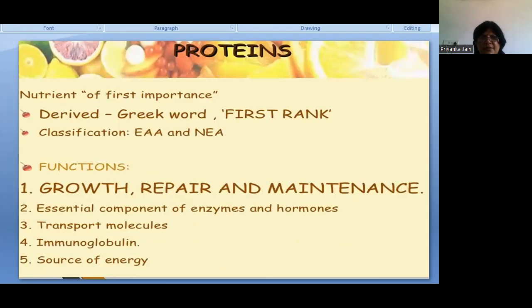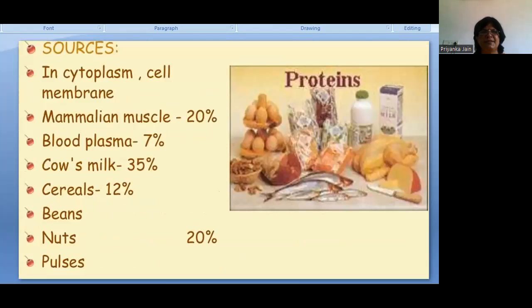Now, what are proteins? How much is the requirement for the body? It is the nutrient of first importance for the body. The word is derived from the Greek word. First classification is essential amino acids and non-essential amino acids. Main important functions are growth, repair, and maintenance. Essential component of enzymes and hormones. Transport molecules, immunoglobulins, source of energy. Sources: cytoplasm, cell membrane, mammalian muscles 20%, blood plasma 7%, cow's milk 35%, cereals 12%, and beans, nuts, pulses like 40%.